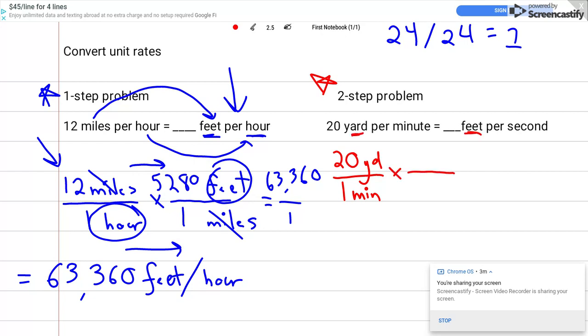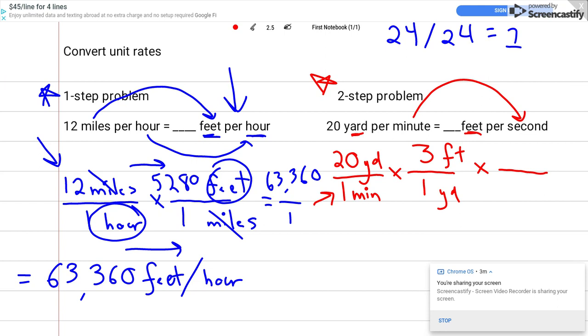So I don't want yards anymore, so that has to go on the bottom. How many feet are in 1 yard? That answer is going to be 3. So far, so good. Now I want to go from minutes to seconds. I'm going to make another fraction because I can multiply as many things as I need to together. So how many seconds are in a minute? 60. But where does it go?